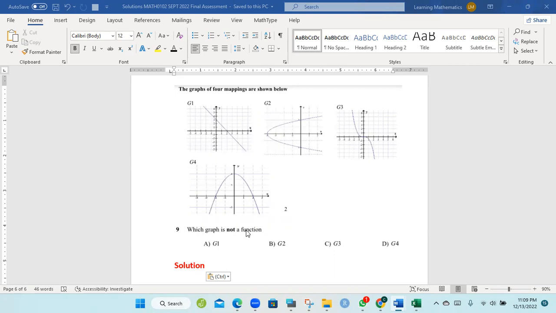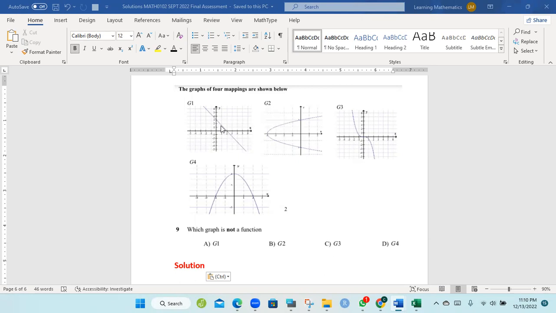Now we all know a function is a mapping whereby each x value only maps onto one y value. Each domain maps onto only one range. And we can also apply the vertical line test such that if the vertical line touches the graph only once, then it's a function. But if it touches the graph more than once, then it's not a function, because that is indicating a certain x is going to more than one y. And to be a function, an x must only go to one y.